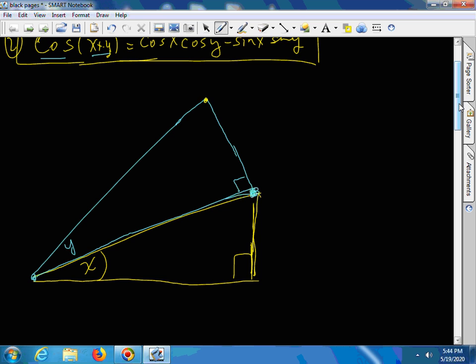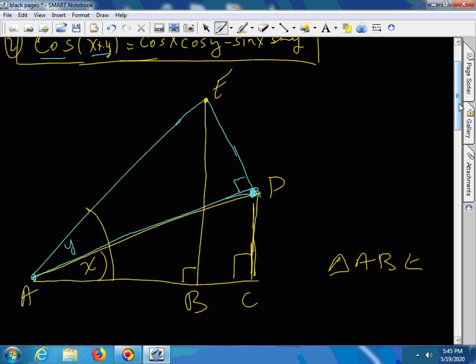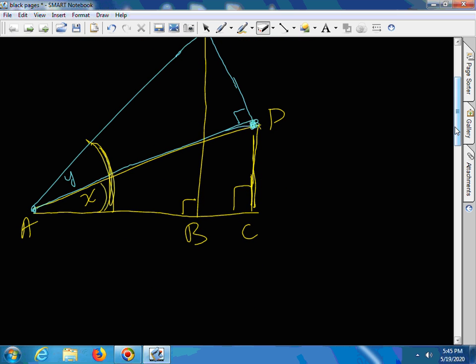So through this point right here, I am going to draw a perpendicular. So hopefully now you can see a right triangle for angle x plus y. It goes from A to B. Let me just label this E. So it goes ABE, triangle ABE. It has this as one of its angles. Make sure you see that, please. Okay.